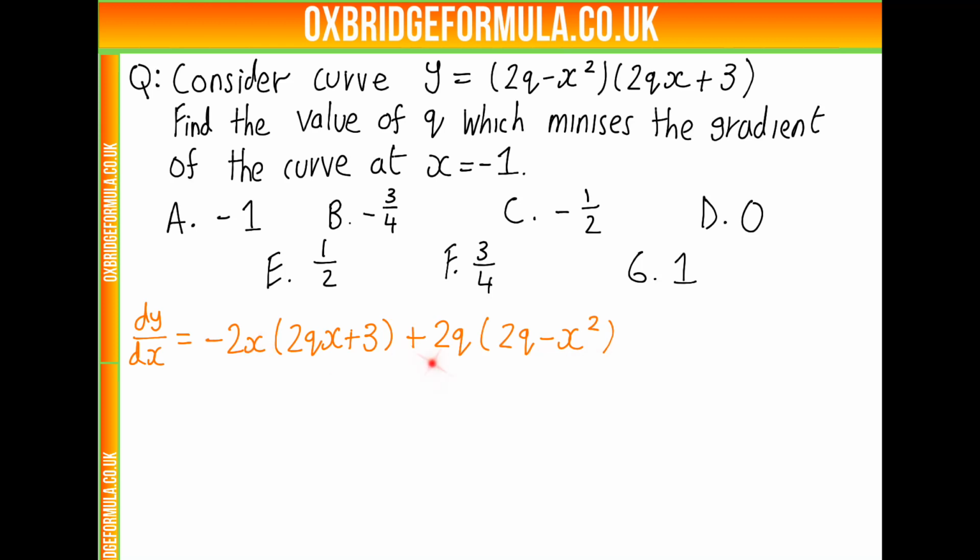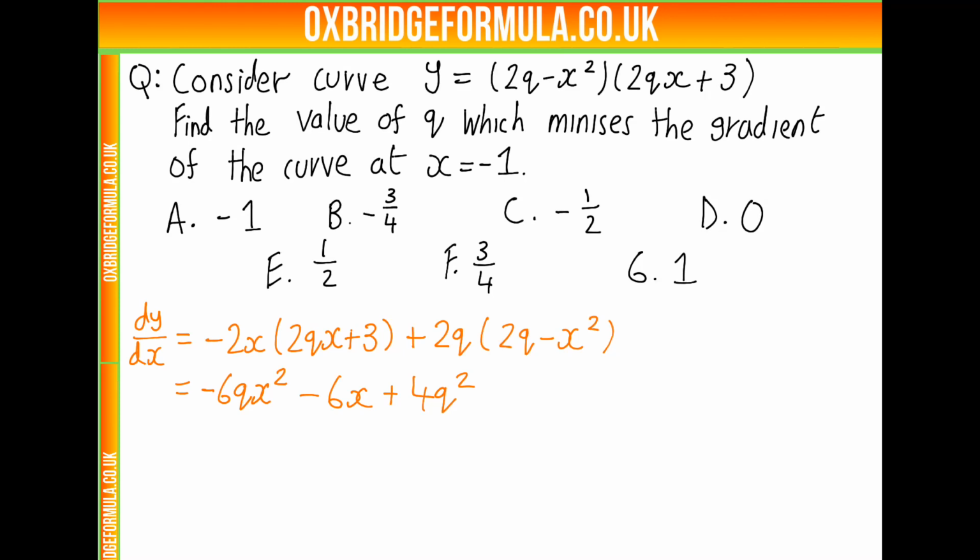Now, this is pretty horrible to work with, so let's tidy this up. So collect the x squared terms together. We've got minus 4q and then minus 2q, so minus 6qx squared, minus the 6x, and then plus 4q squared from here. So here's our expression for the gradient.